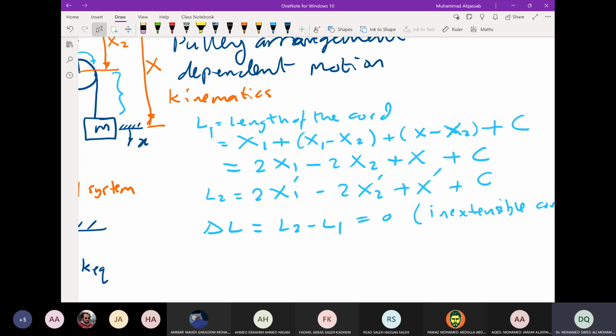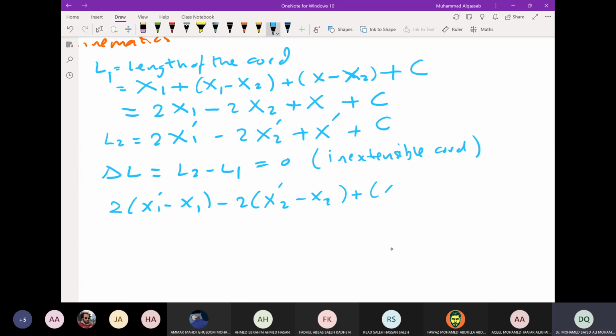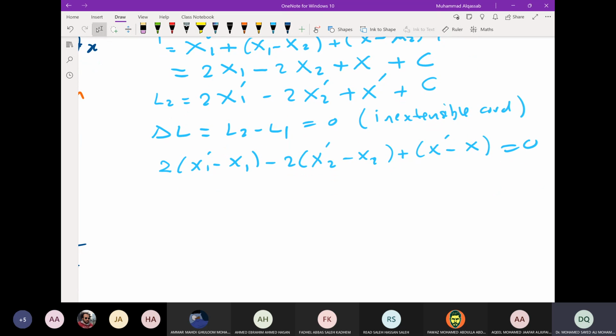Cord or cable. Then when you do the subtraction, you will get 2 times (x1 prime minus x1), minus 2 times (x2 prime minus x2), plus (x prime minus x), and C minus C will be 0, equal to 0, because delta L, or L2 minus L1, is 0. Now x1 prime minus x1 is the change in position.